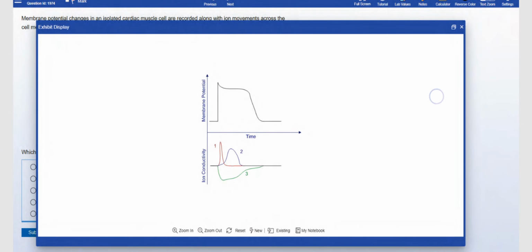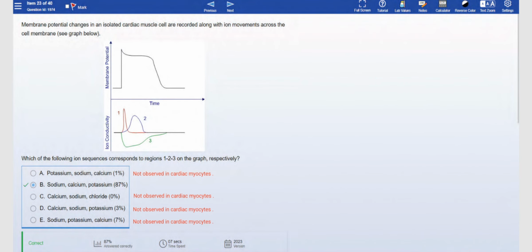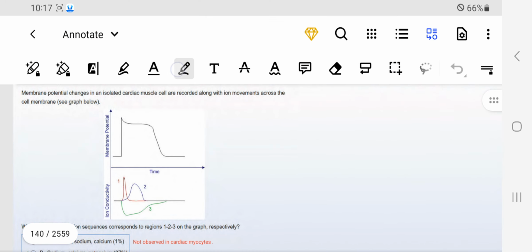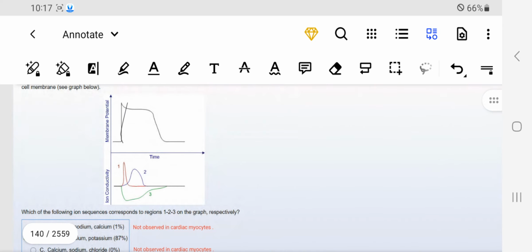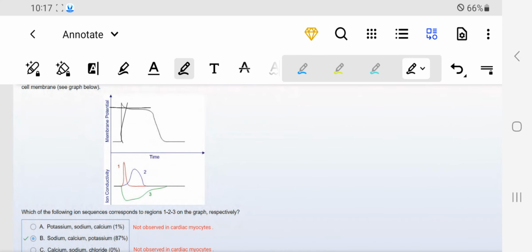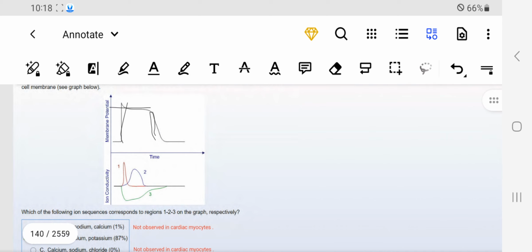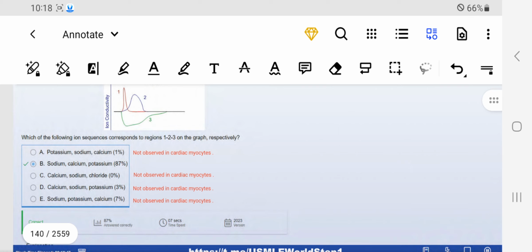So the correct answer for this question is option B. Why is this option B? Because this one is because of sodium entry, right? Then this plateau is because of calcium, and this hyperpolarization or deep repolarization, this is basically repolarization, this is because of potassium, right? So this is not corresponding to option A, C, D, and E because they are not matching with this.